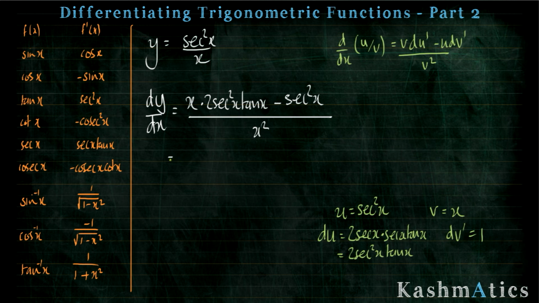And if you wanted to tidy that up, I suppose you'd write this as 2x, and the sec squared I suppose you could factorize out, so let's just do that. Sec squared x, got that in the top in both terms, and then I'd multiply by 2x tan x for the first term and minus 1 for the next term, all divided by x squared.